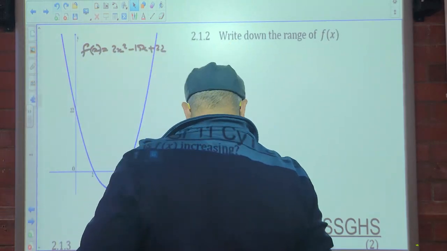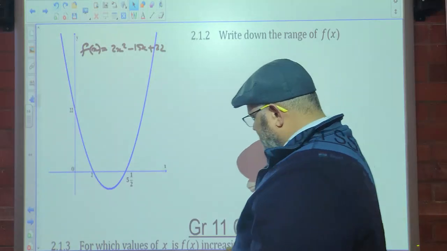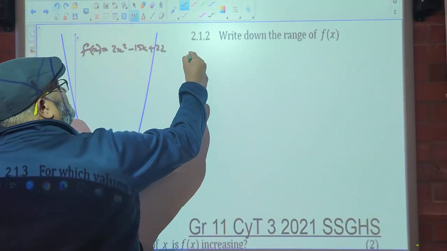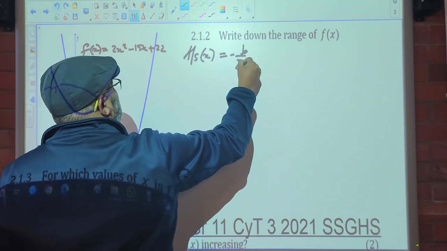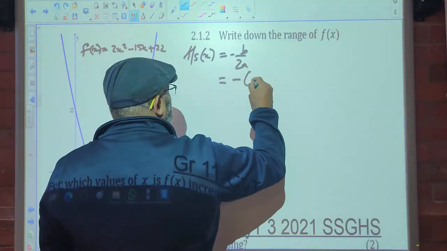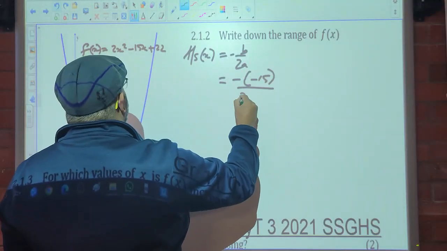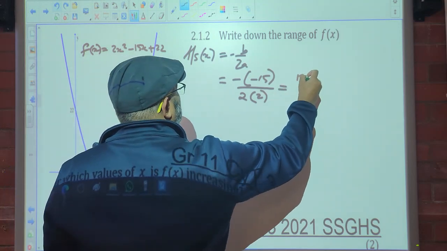As you can see, it's for 3 marks. So we need to work out the turning point. So how do you calculate the turning point, people? The axis of symmetry, which is your x value, is minus b over 2a. So it's minus, what's your b value? Negative 15. So it's negative 15 over 2, and your a value is 2. Which is going to give us 15 over 2.